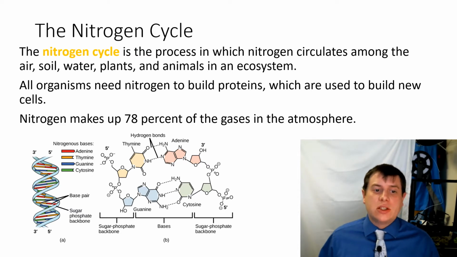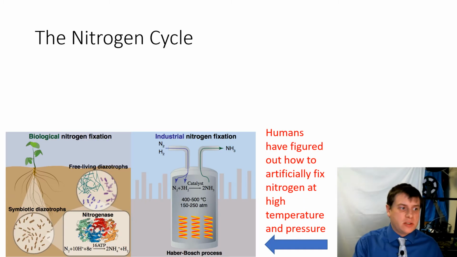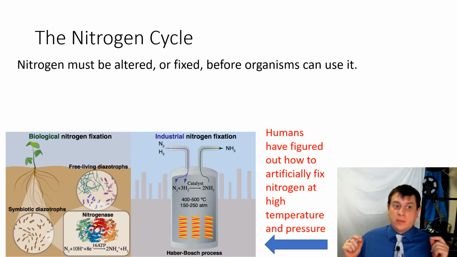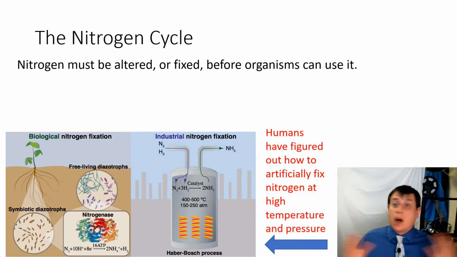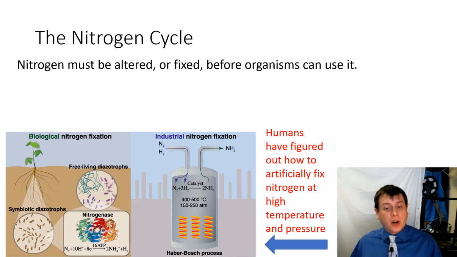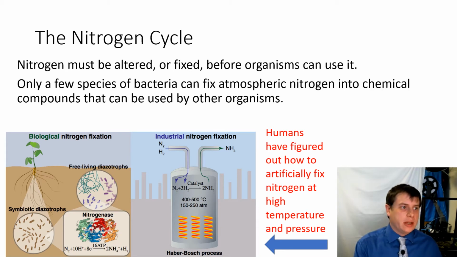The thing is that while nitrogen does make up 78% of our atmosphere, nitrogen has to be fixed or altered before it can be used. See, N2, the form that nitrogen is in the atmosphere, is non-reactive. It really does not react with anything very well, so it has to be converted or fixed first before it can be in a form that most organisms can use it.